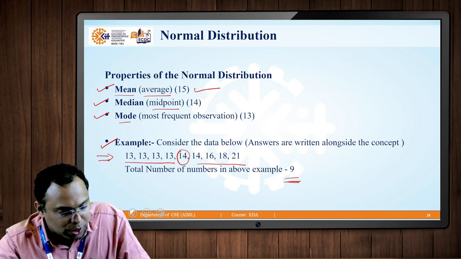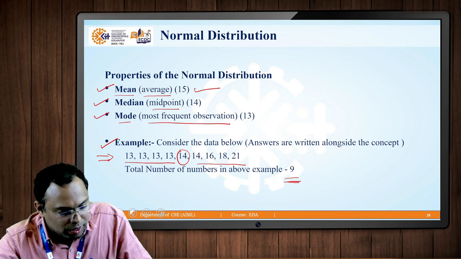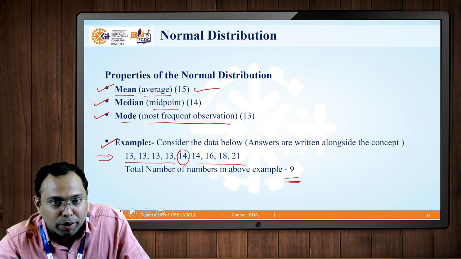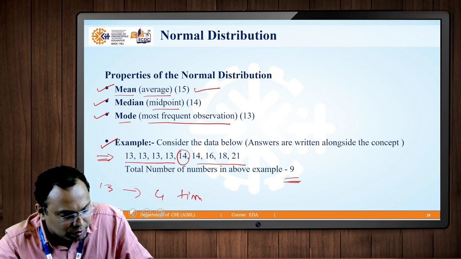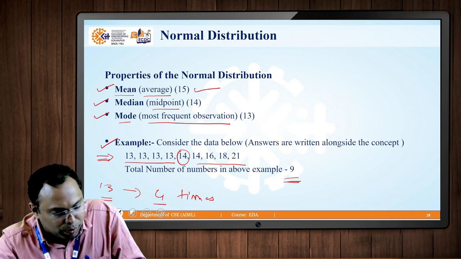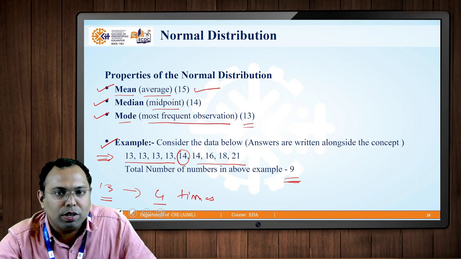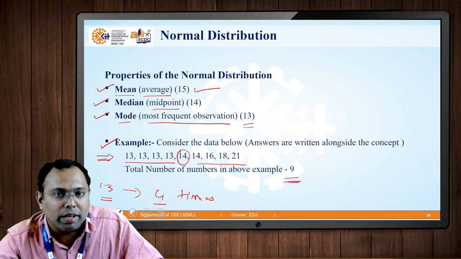Then the third one, that is the mode. The data point that occurs the most number of times is the mode of that sequence. If you consider this sequence, we can see that the number 13 has occurred 4 times. So this number 13 is our mode value. This is how you find out the mean, median and mode. These 3 points are associated with the concept of normal distribution, and hence we are looking at them.